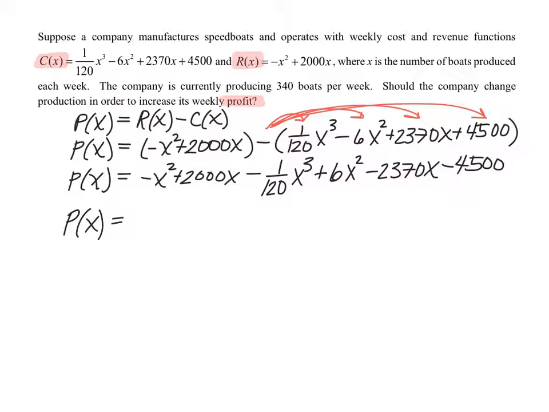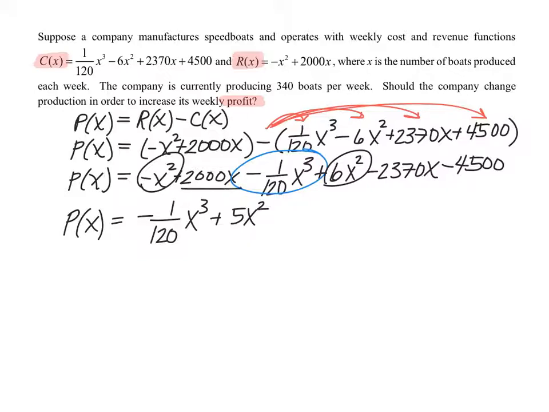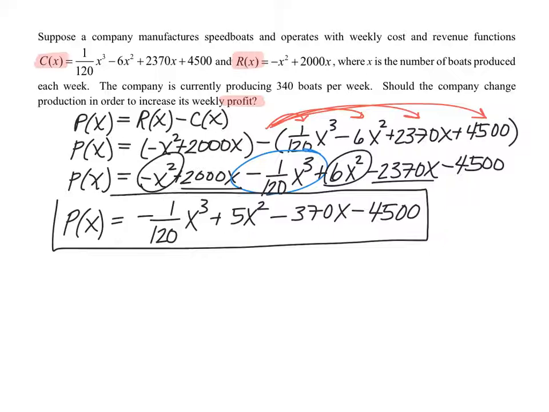I'm also going to take this opportunity to reorder the terms, and we'll start with the highest exponent, which would be the -1/120 x cubed term. And then we'll combine our negative x squared and positive 6x squared. So that's a positive 5x squared. We have 2000x and negative 2370x. So that's negative 370x minus 4500. So this is our profit function that now we can analyze to see if we should increase production.